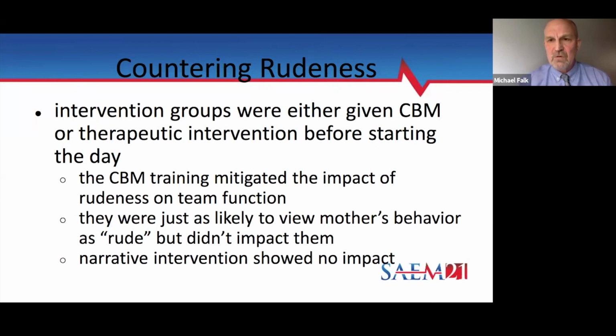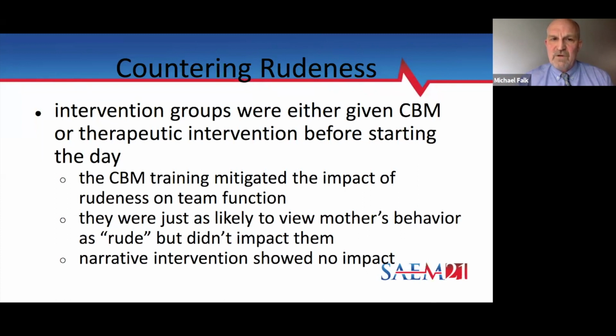This has been shown to help patients who've been sexually assaulted deal with PTSD after the fact by writing a narrative of it and sort of redetermining the context of that PTSD experience. Interestingly, the CBM training mitigated the impact of their rudeness on team function. The teams who had that training performed just as well as the teams who had a neutral parent. To me, this is a really interesting point. But the narrative intervention didn't work.